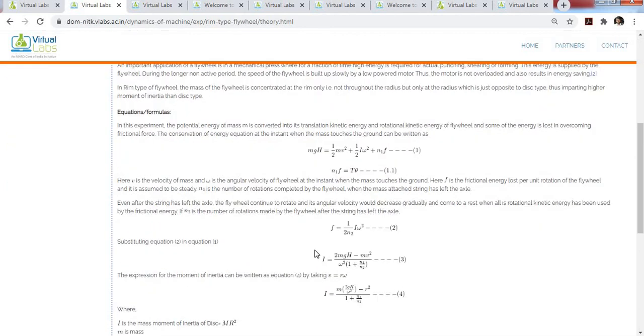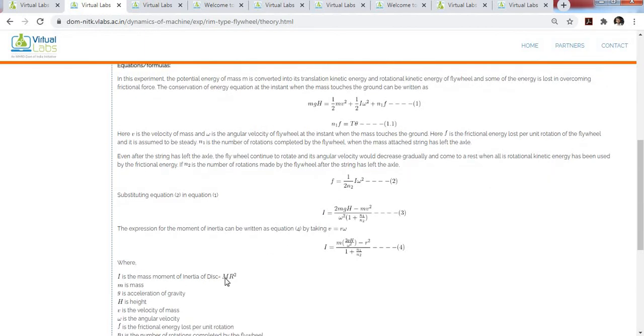What are the formulas we have used for calculating moment of inertia by experimental and theoretical value? For the theoretical value, we have to calculate the moment of inertia, that is I equal to m r square, where m is the mass of the flywheel and r be the radius of the flywheel. By directly substituting the mass and radius, we can calculate the theoretical value of moment of inertia.